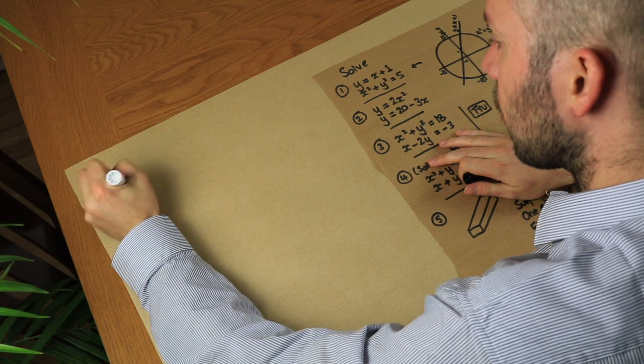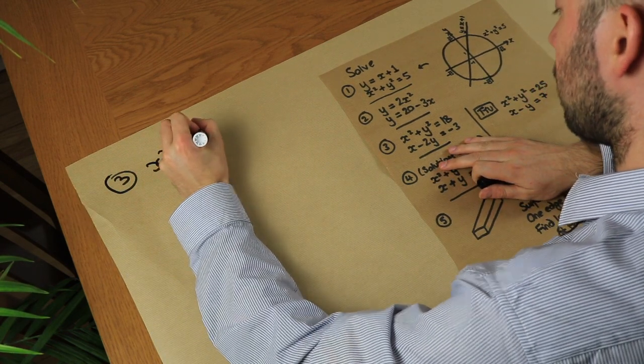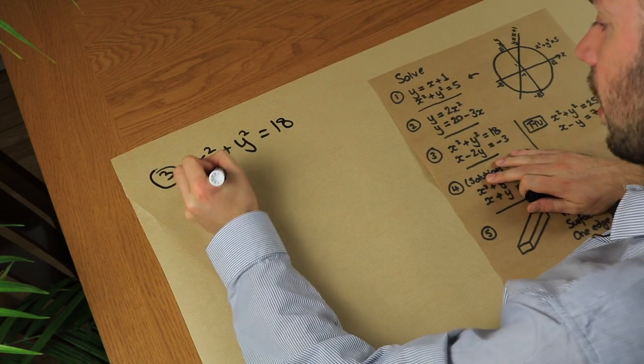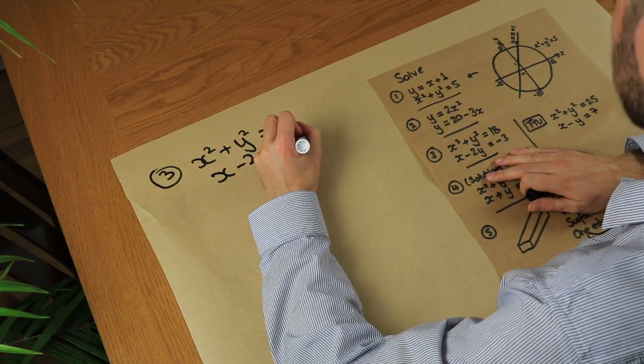What about this next one, question 3? We've got x squared plus y squared is equal to 18, and we've got x minus 2y is equal to minus 3.